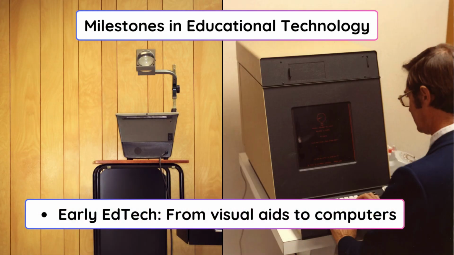Educational technology's roots trace back to the early 1900s with visual aids like lantern slides enriching classrooms. By the 1960s, computer-assisted instruction introduced interactive learning, setting the stage for today's advanced tools. These milestones mark the steady evolution of technology shaping modern education.